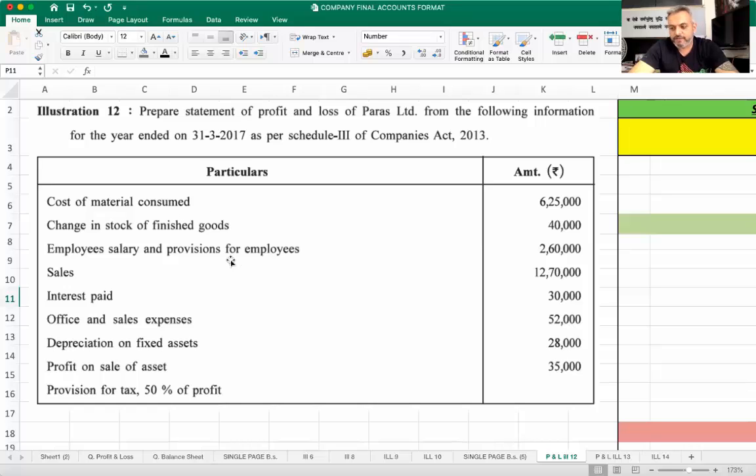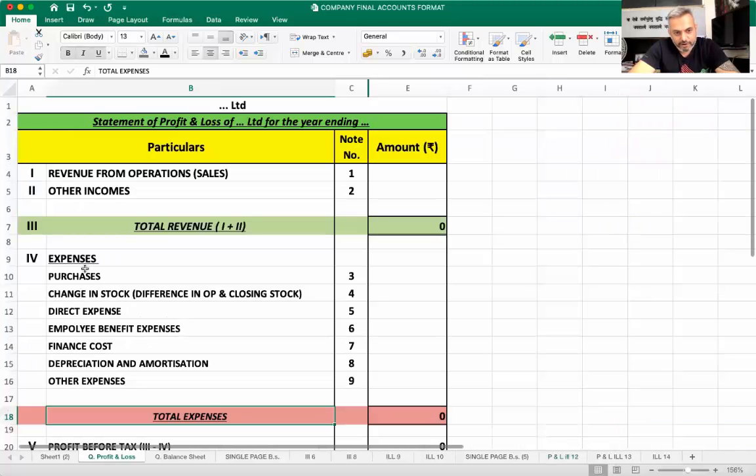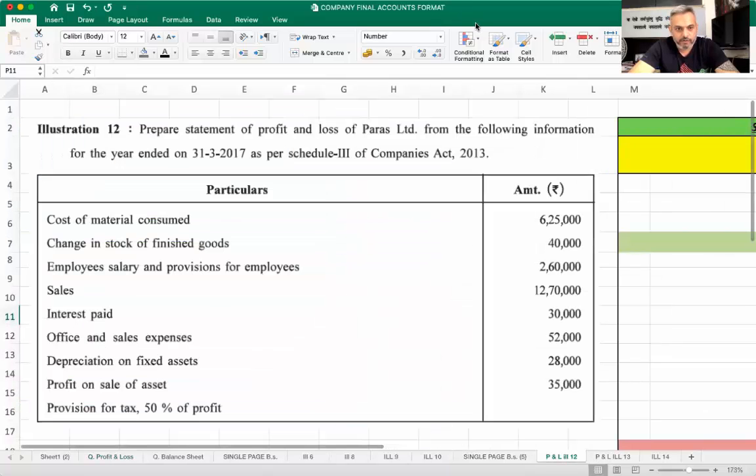Now cost of material consumed is basically, you can substitute it in lieu of purchase what is there in our actual format. So in the actual format we have purchases. Now instead of purchases we have cost of material consumed. Then we have change in stock of finished goods, employee salary and provision for employees. So it is basically employee benefit expenses. Then sales, it is basically revenue from operation.